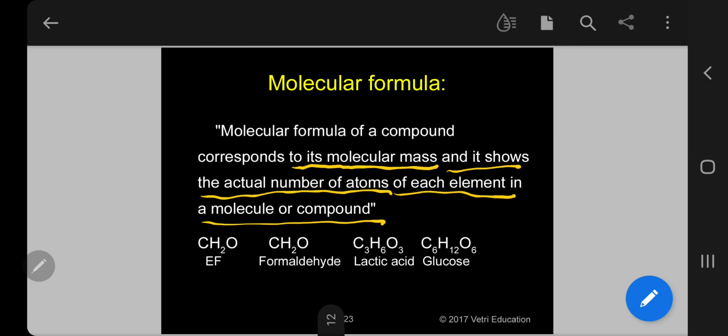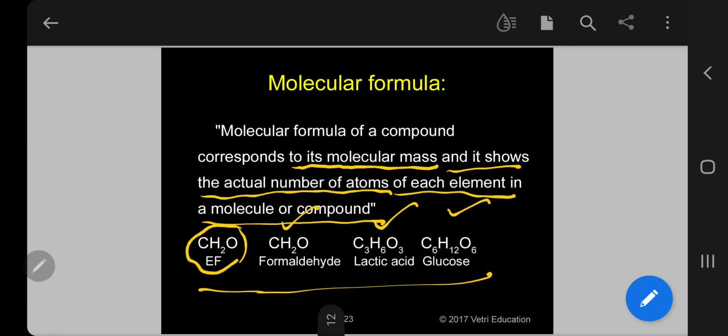So to explain, I am giving an example below. Kindly follow. CH2O is the empirical formula for formaldehyde, lactic acid and glucose. Kindly follow. In the case of formaldehyde, I can write it simply in the form of an N value. CH2O times N. Now, in the case of formaldehyde, N equals 1.